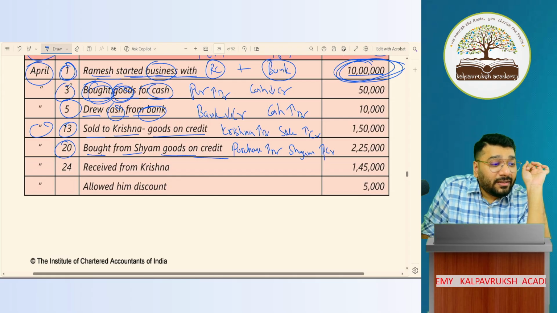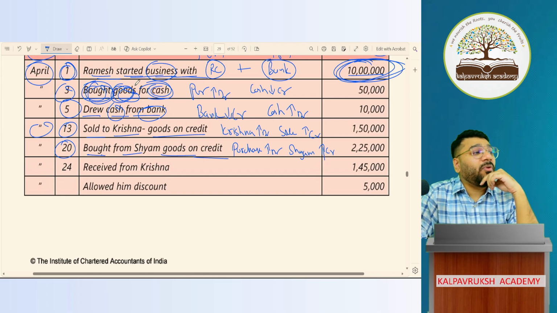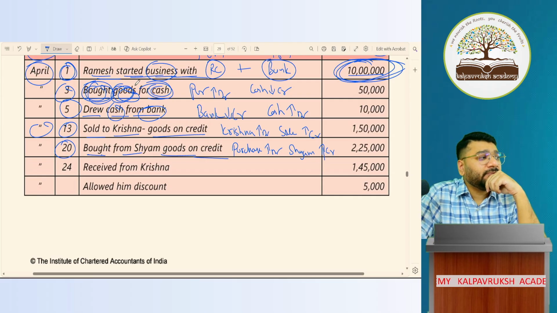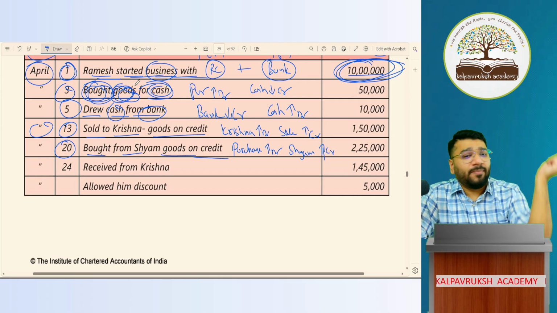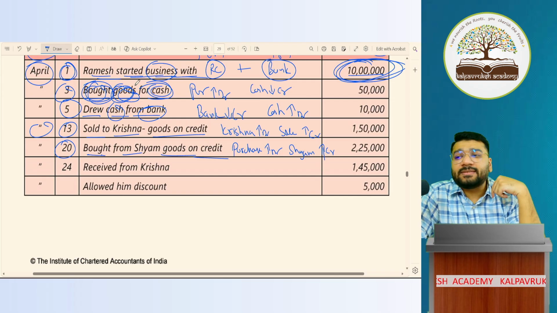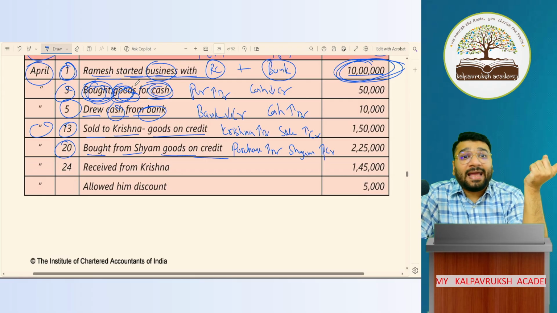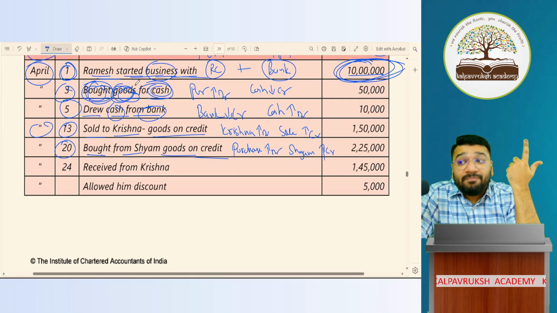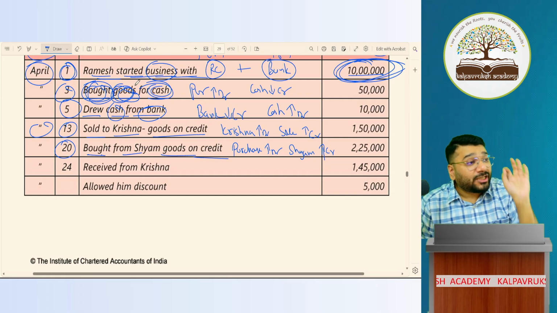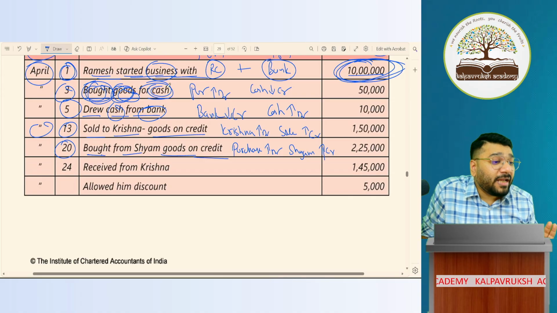Third, he bought goods for cash. What entry did we pass? Purchase to cash. Where is the cash available? Cash is available in bank. So if we make the payment from bank, then bank should be credited, no? Here the payment is done through cash. Whose cash? Ramesh's personal cash or business cash? But where is cash in business? Cash in hand is zero. Boss, cash means cash in hand. Cash in hand is zero.